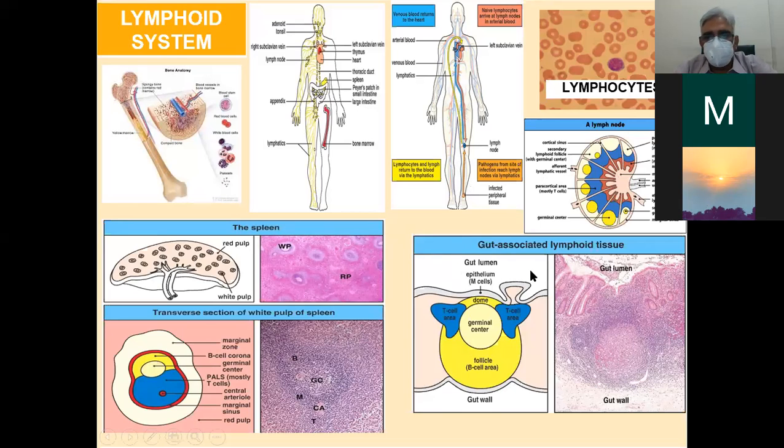Another is this gut-associated lymphoid tissue. And this is spleen. It has got red pulp and white pulp, and these two pulps lead to the degradation of white cells. So the white pulp, wo aapke white cells ko remove karti hai.